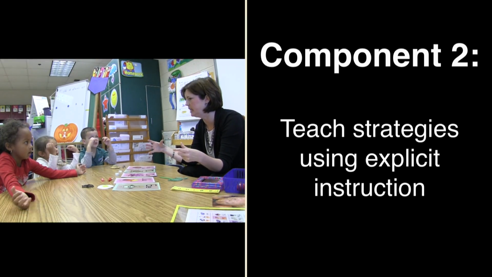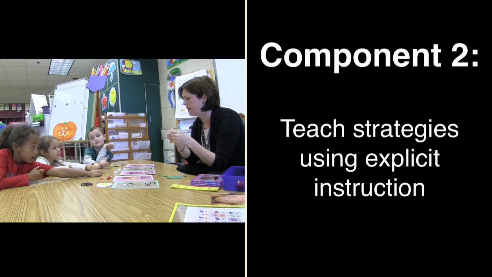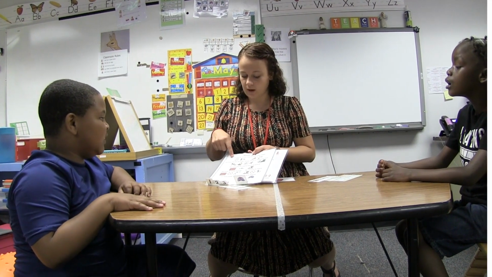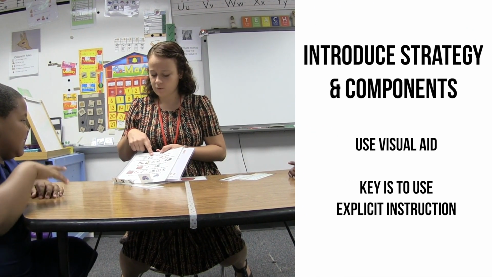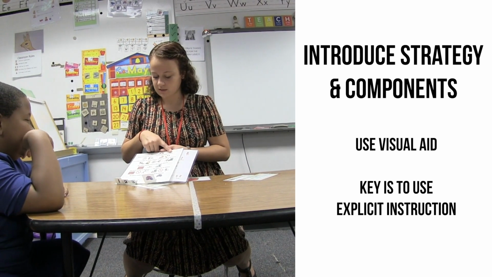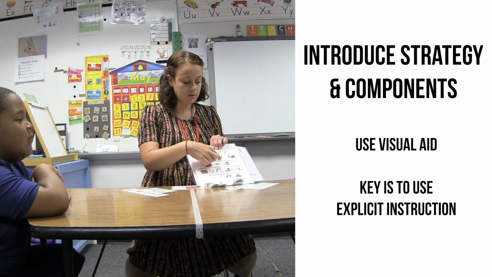The second component of HLP 14 is to use explicit instruction to support student learning of the strategy and readiness to use it independently. As explicit instruction has several key components, we highlight three critical components here related to explicitly teaching students how to use strategies. First, teachers should introduce the strategy and explain the specific strategy components. One helpful way to show students the components of a strategy is by using a visual aid, such as a graphic organizer or anchor chart.